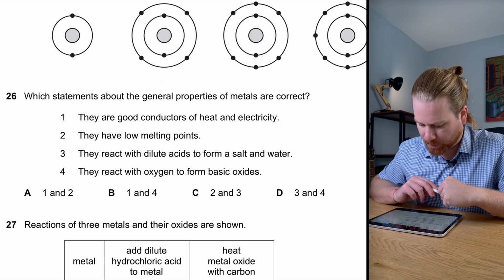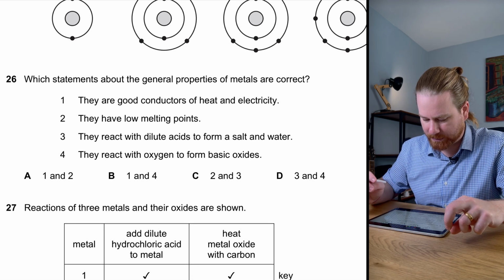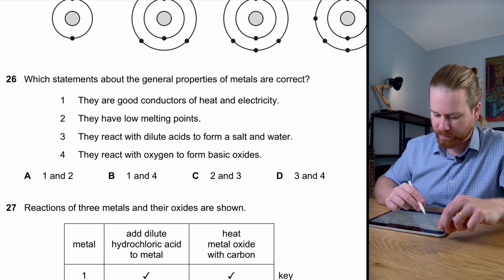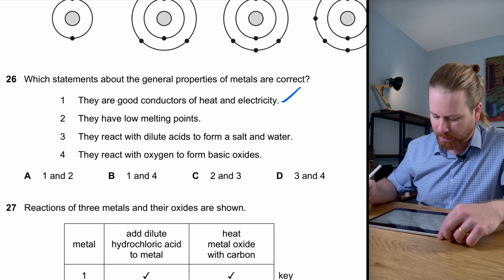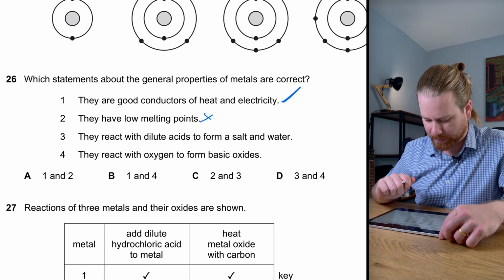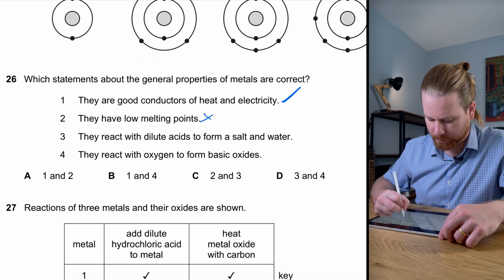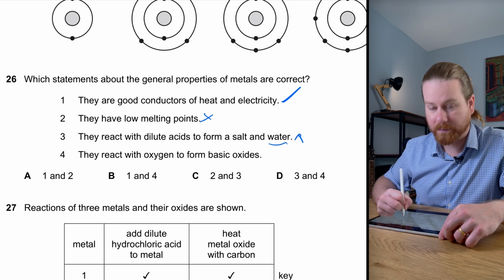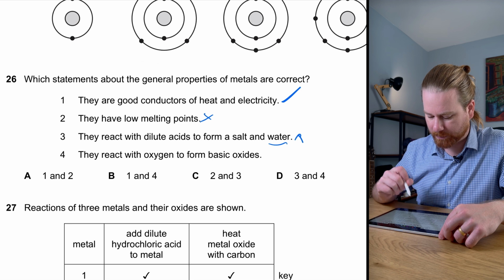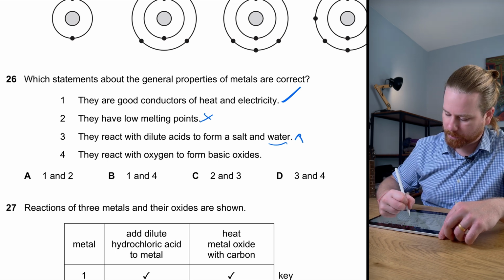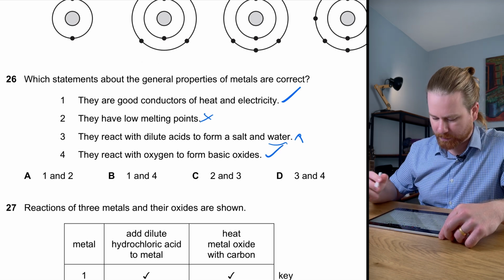Which statement about the general properties of metals is correct? Let's just read through them one by one. They are good conductors. Oh, let's get the pen. They have high melting and boiling points. They do react with acids, but they do not form water. They form hydrogen. Remember that equation? And they react with oxygen to form basic oxides. They do. We've already looked at that today. So it is 1 and 4.